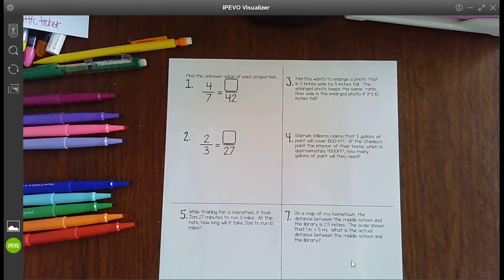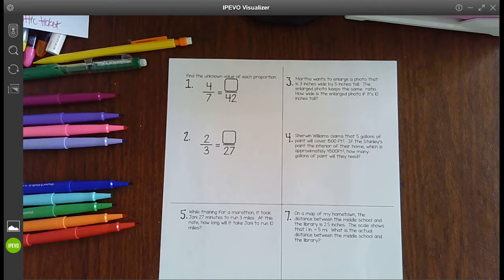Hello, my little mathematicians. Today, we're going to work on solving and writing proportions, and then we're also going to explore proportions that involve scale drawings, as well as how to solve proportions by using what's called the unit rate.